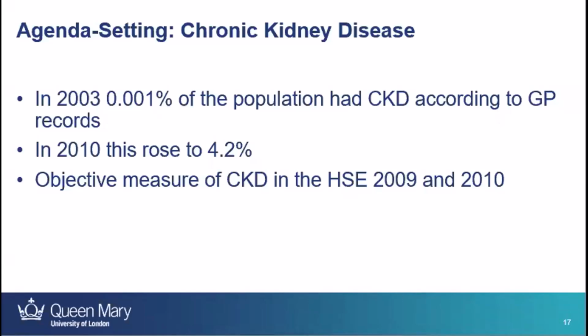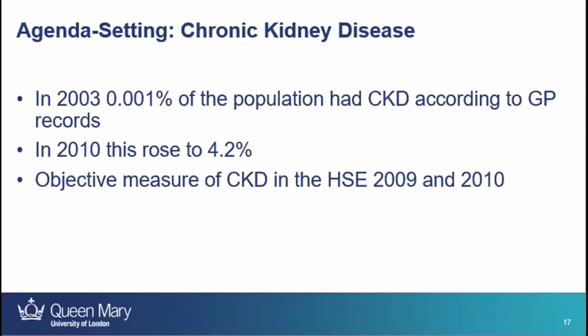And here is one example which was relating to chronic kidney disease. So in 2003, there was a tiny, tiny percentage of the population who had chronic kidney disease according to GP records. And by 2010, this had risen quite considerably. And so there were a team of people who were interested in this and realised that there was underdiagnosis of chronic kidney disease and decided to do some objective measurement of chronic kidney disease in the Health Survey for England.